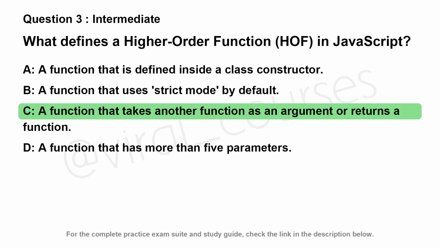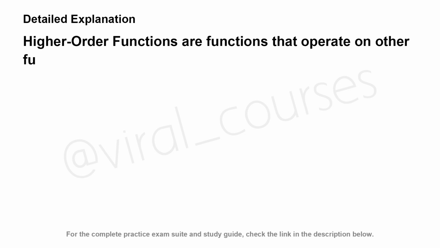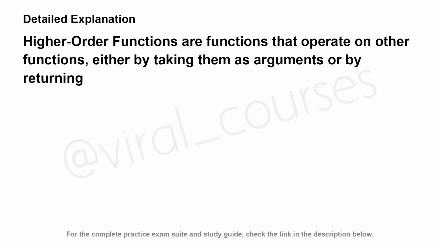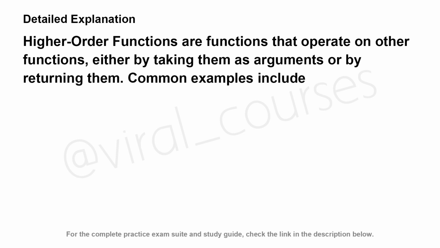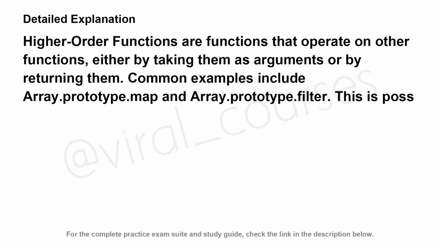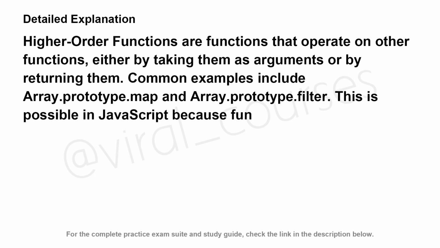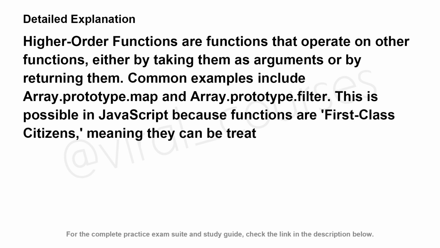The correct answer is C. Higher-order functions are functions that operate on other functions, either by taking them as arguments or by returning them. Common examples include Array.prototype.map and Array.prototype.filter. This is possible in JavaScript because functions are first-class citizens, meaning they can be treated like any other variable.